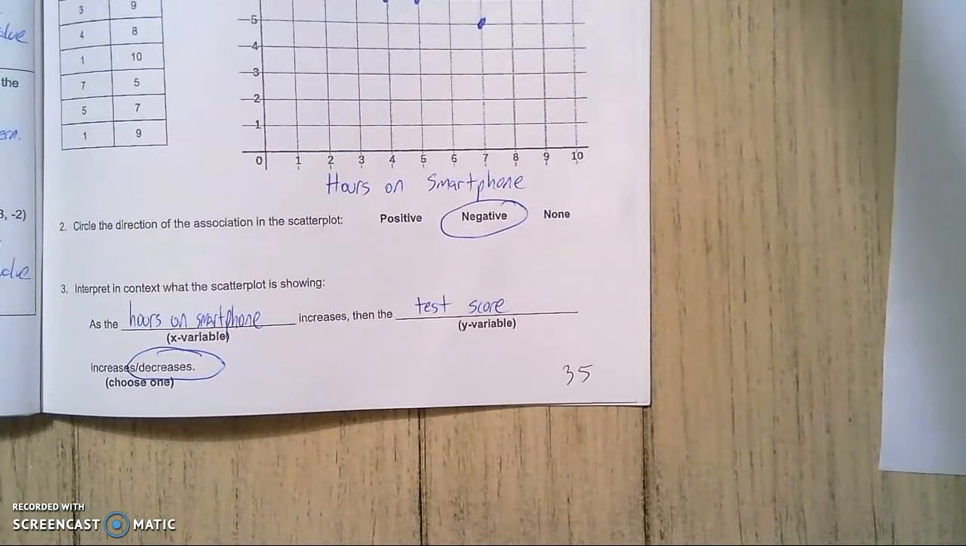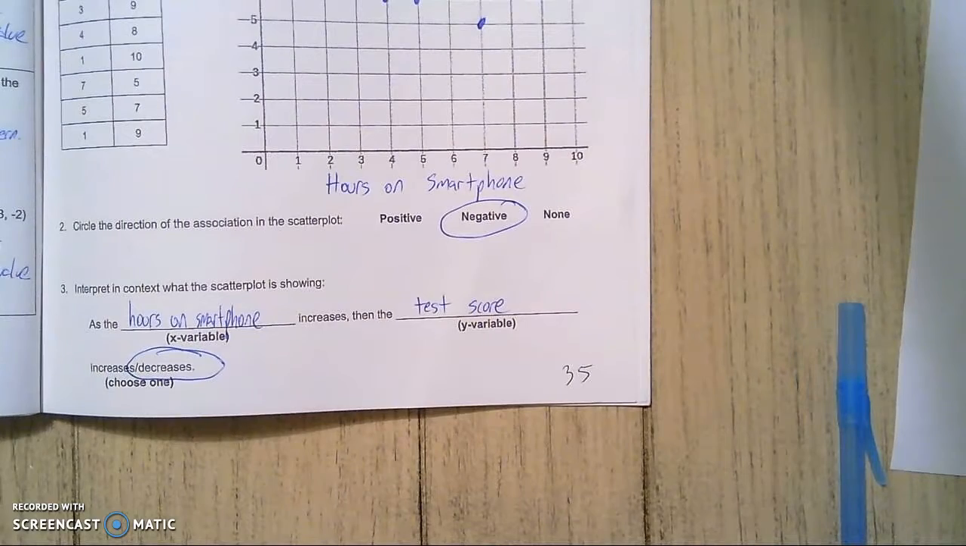So that's it for checking page 35. You can go ahead now, work just on page 36. That's numbers 4 through 6 on page 36.